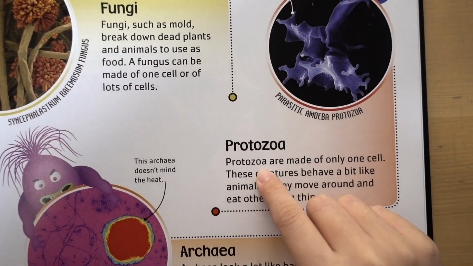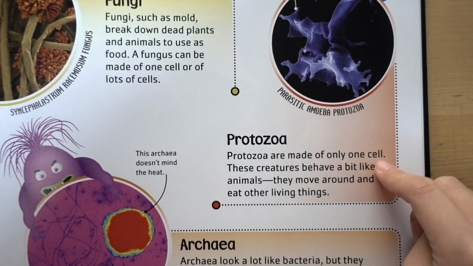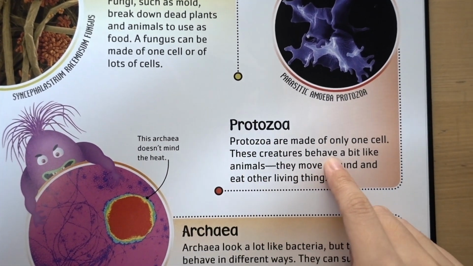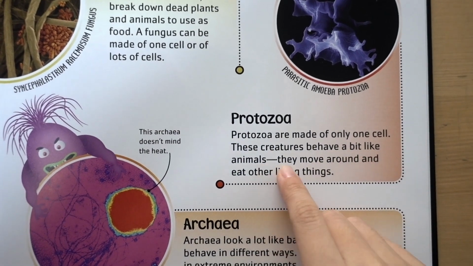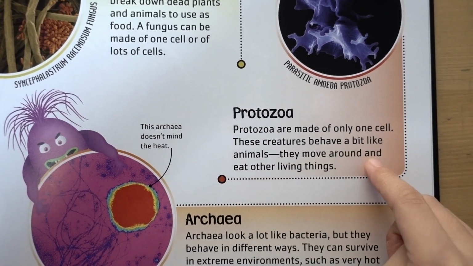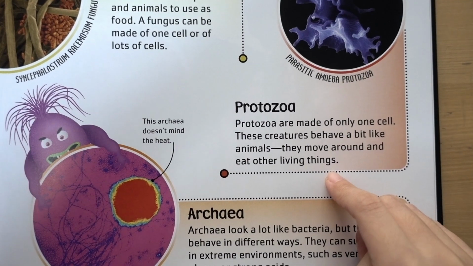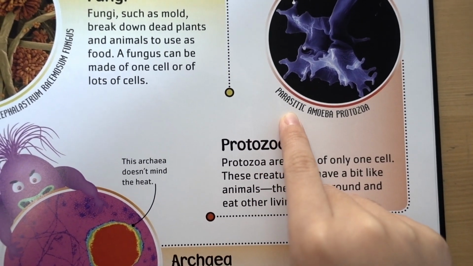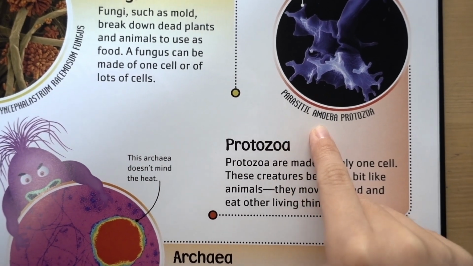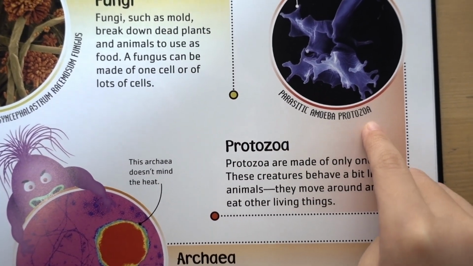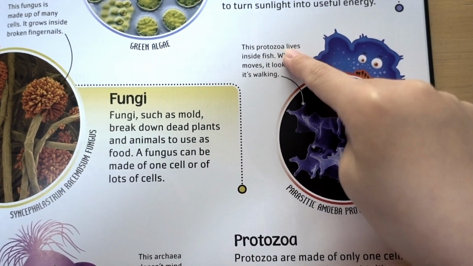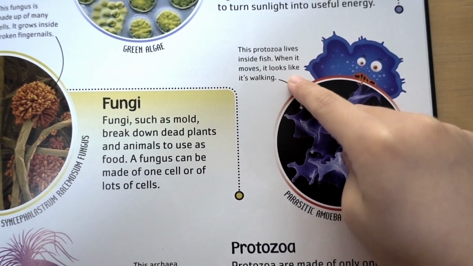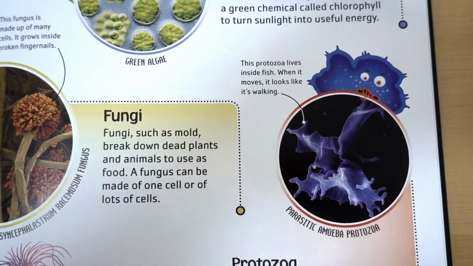Protozoa. Protozoa are made of only one cell. These creatures behave a bit like animals. They move around and eat other living things. Parasitic amoeba protozoa. This protozoa lives inside fish. When it moves, it looks like it's walking.